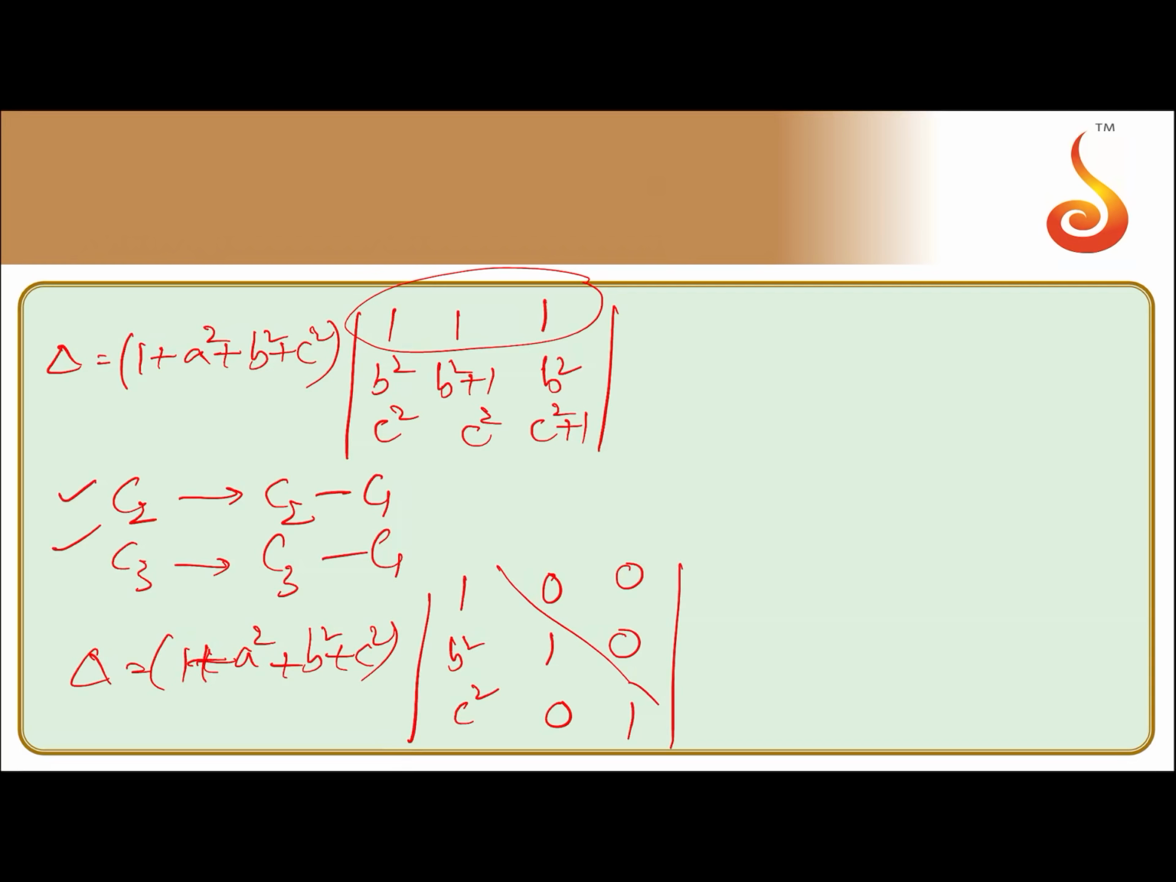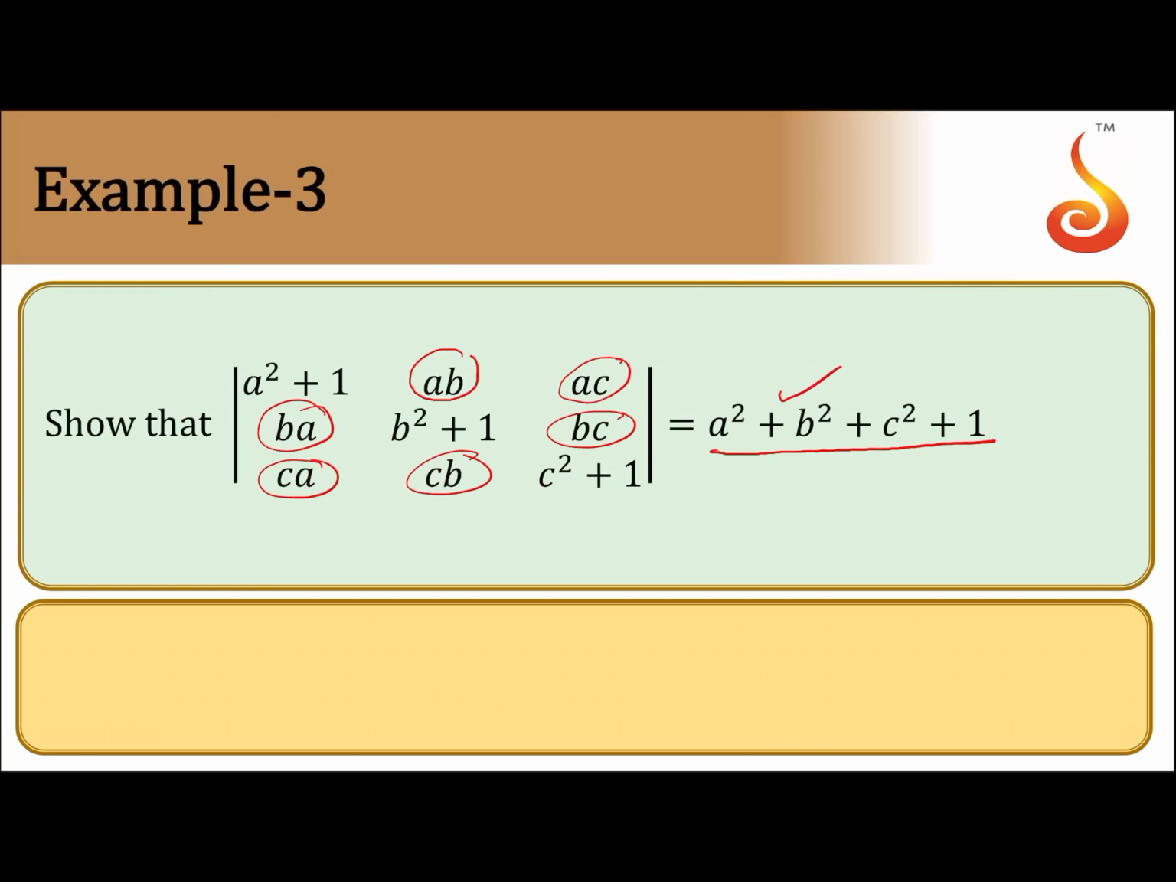This is a determinant. The upper diagonal elements are zeros, so the value of this determinant is the product of the diagonal elements, which is nothing but 1. And that equals 1 plus a square plus b square plus c square multiplied by 1. This is how we get the result of the determinant. Hope you understood the logic of this one. This is the answer. This is Example 3.